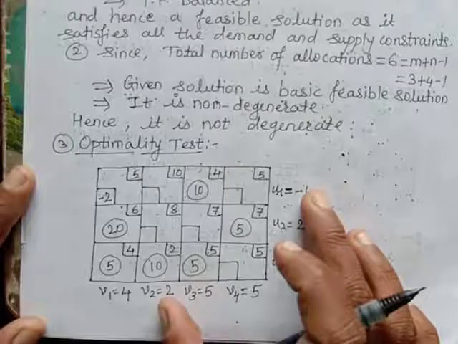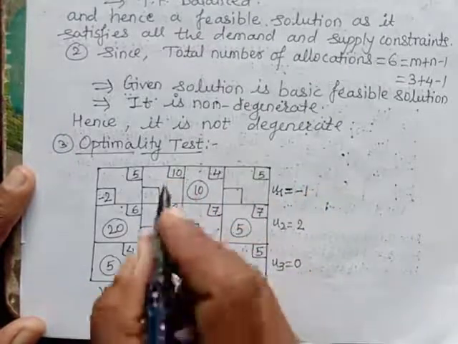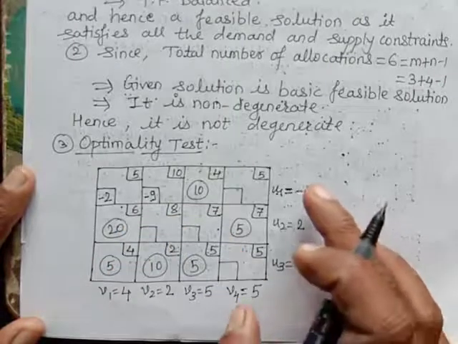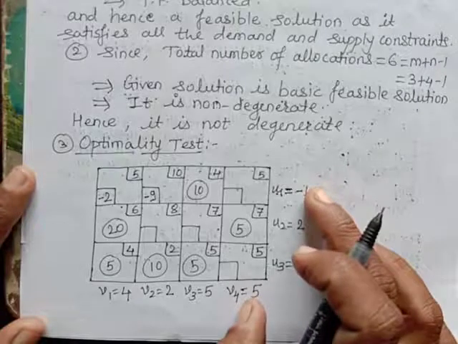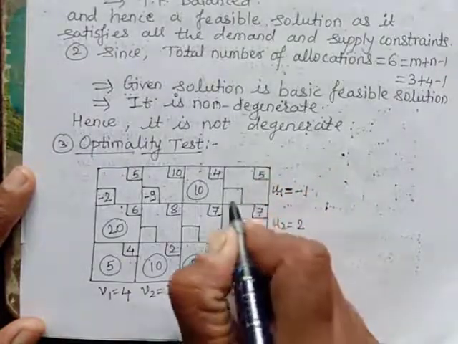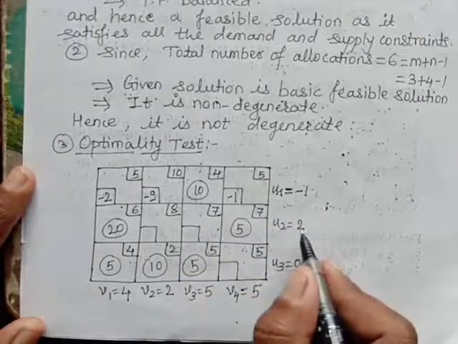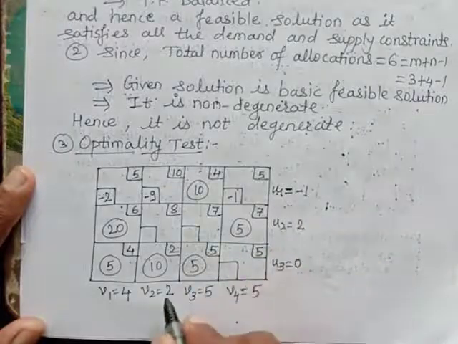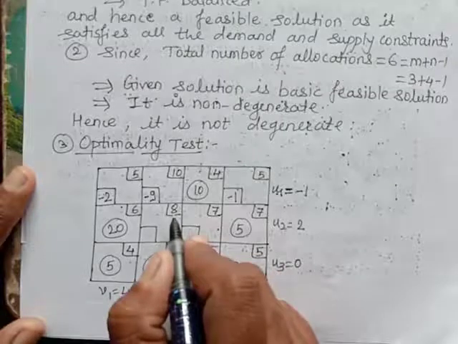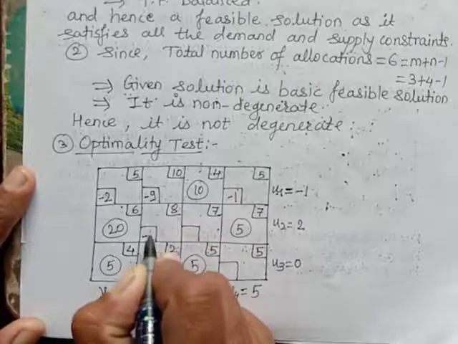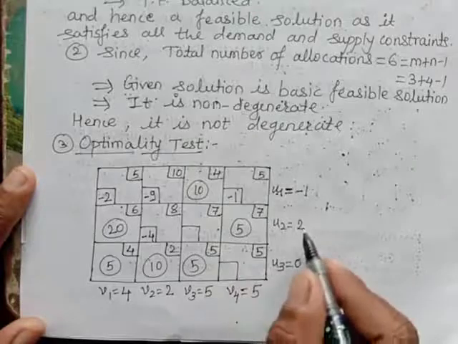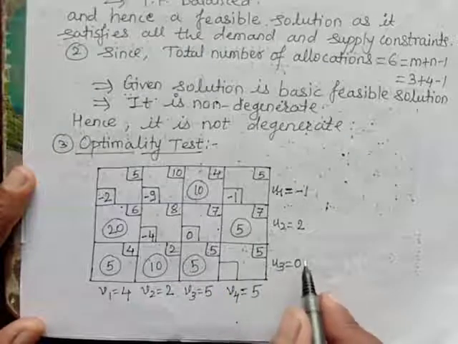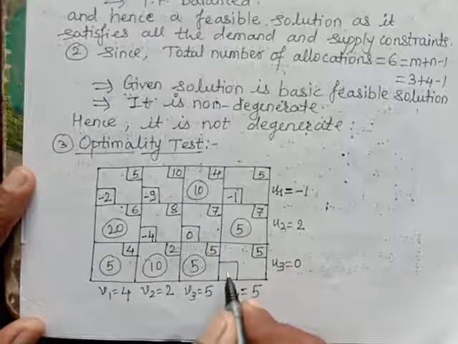Then 2 plus minus 1 will be 1. 1 minus 10 will be minus 9. Fine. Then next this one. 5 minus 1 will be 4. 4 minus 5 will be minus 1. Now 2 and this 2, we have to add them. Here it will be negative, that's why I have subtracted. So 2 plus 2 will be 4. 4 minus 8, so minus 4. Fine. Now 5 plus 2, 7. 7 minus 7 will be 0. Then 5 plus 0 is 5, minus 5, so it is again 0.